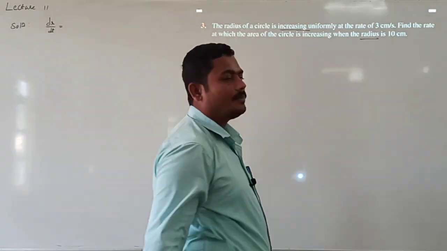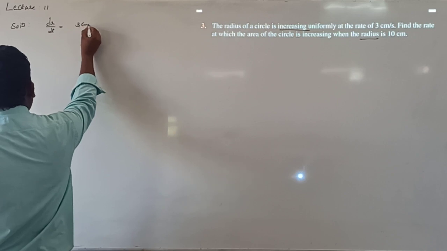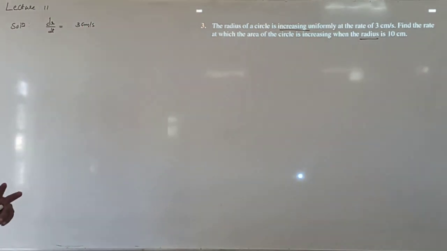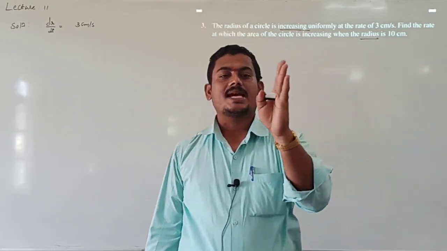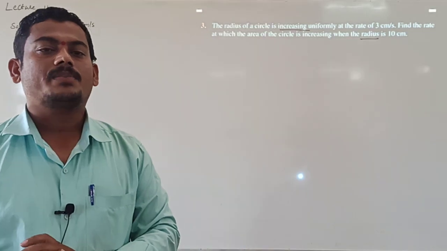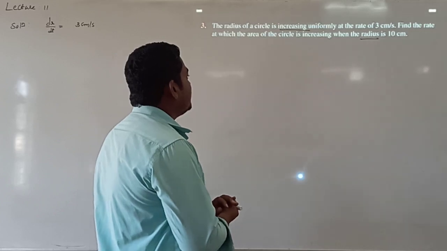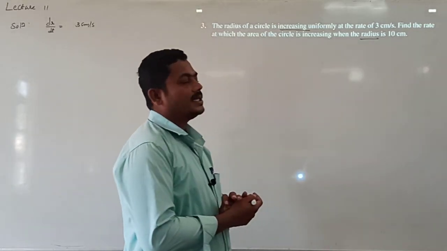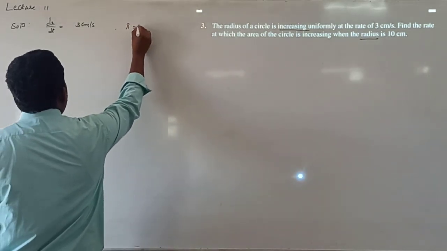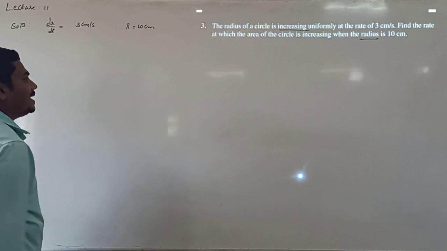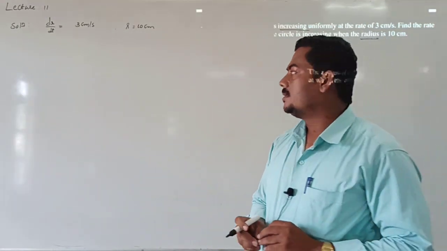Increasing is given, so take it as positive. dr by dt is equal to 3 centimeter per second with positive sign, because the radius of the circle is increasing at the rate of 3 centimeter per second. Find the rate at which the area of the circle is increasing when the radius is 10 centimeter. When the radius reaches 10 centimeter, at that time what is the rate of change of area of the circle?